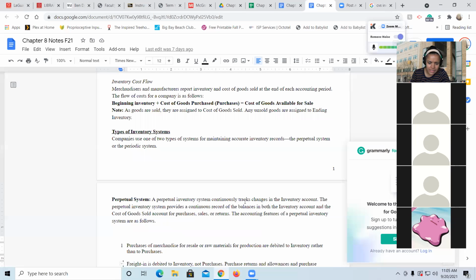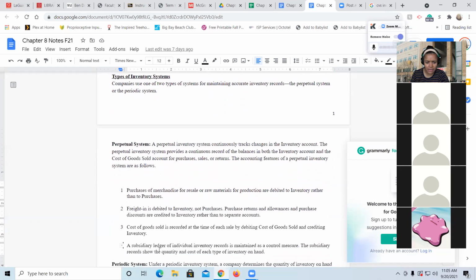that a perpetual inventory system is continuously tracking the changes in the inventory account. So when you buy inventory, it updates the inventory account. When you sell it, it updates it as well. So anytime you can go into your ledger, look at the inventory balance, and that should be what is, to some extent, on hand. And then cost of goods sold is also being updated all the time. So this helps the company to keep track of things.